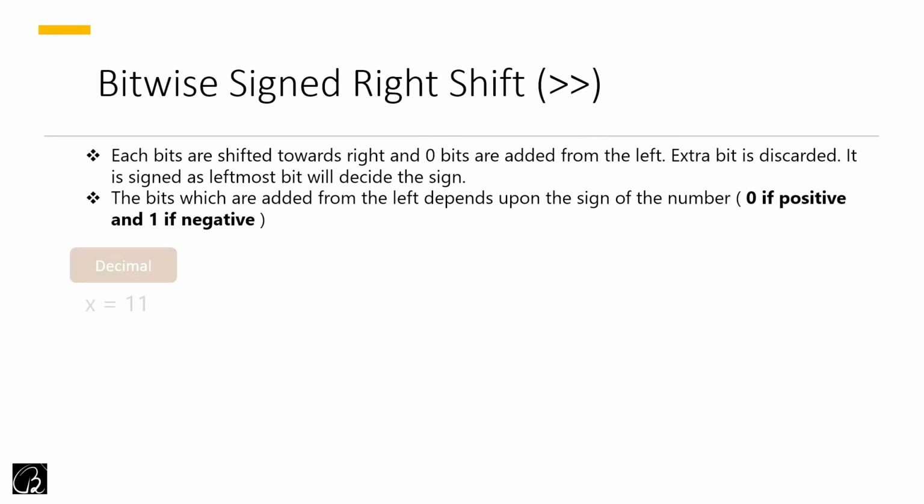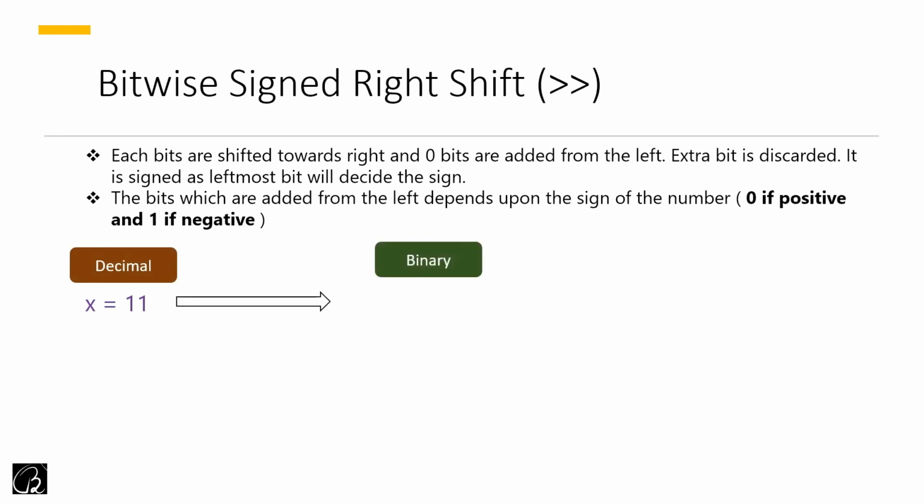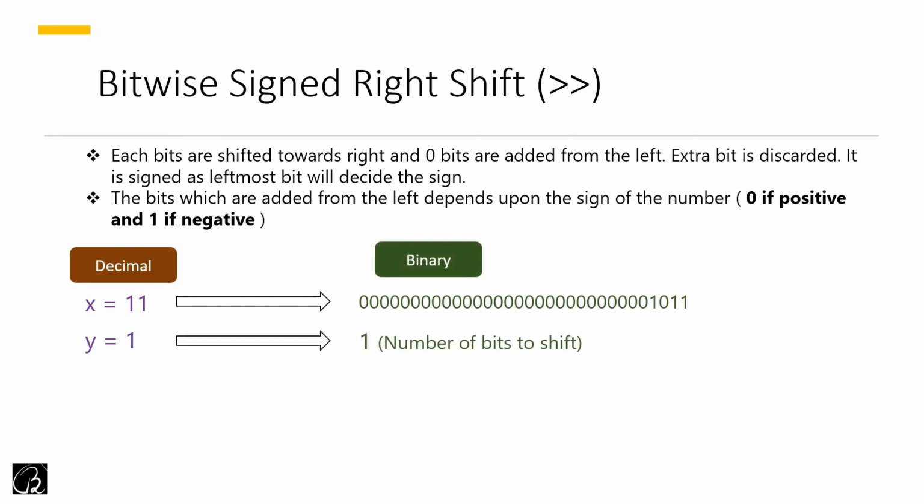So again we are taking x equal to 11. This is a binary transformation of 11. Also we are taking y equal to 1 here. 1 is number of bits to shift. Now if I do x double greater than y, this is what will happen.